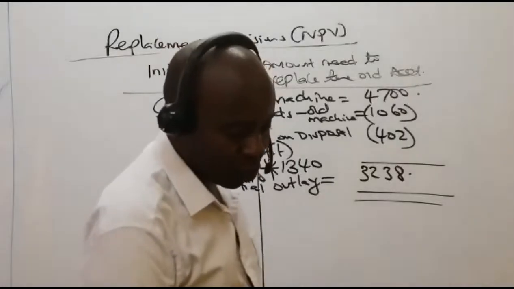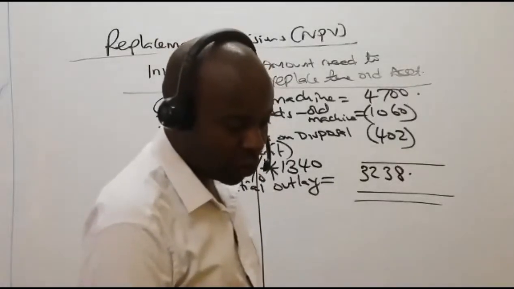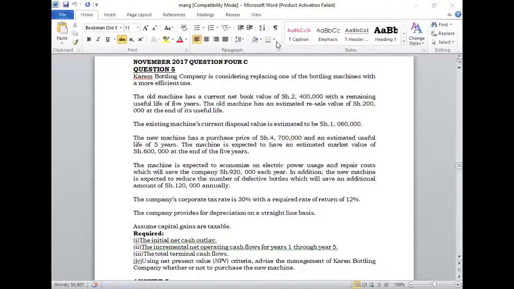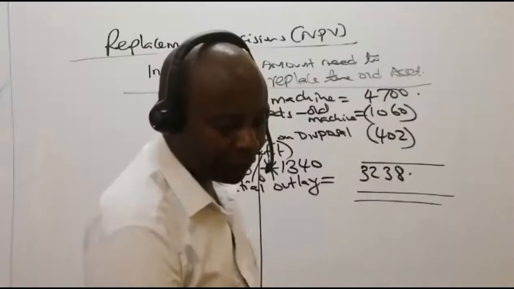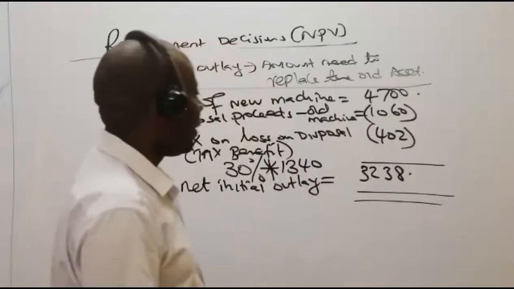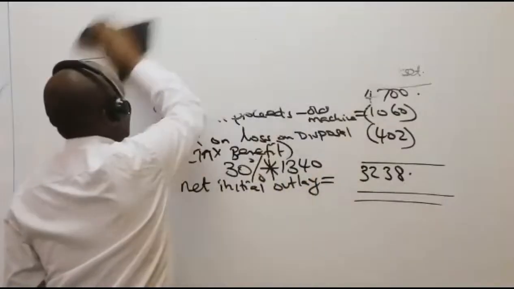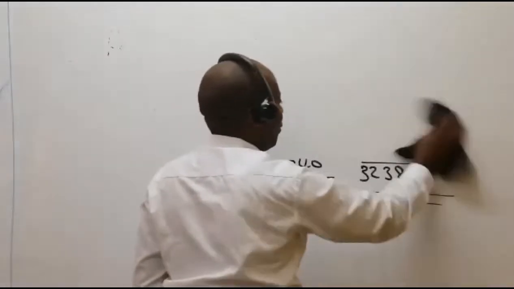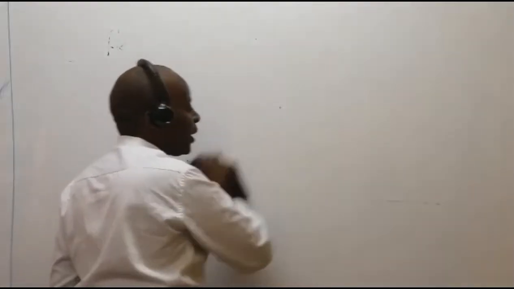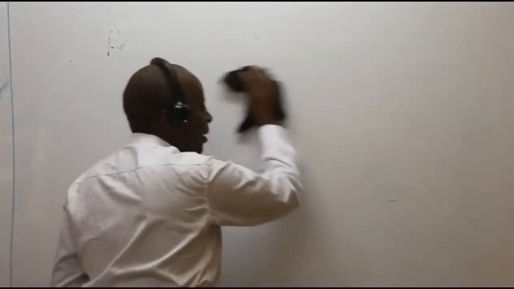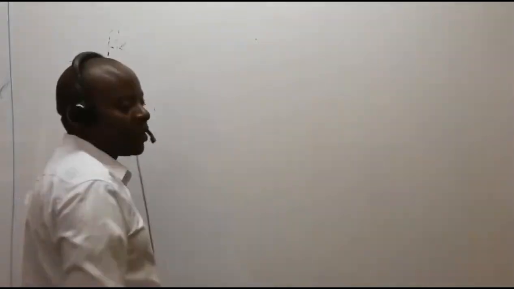So Roman 2 of this question is quite an easy one. They want us to give them the incremental net operating cash flows. So how do we get operating cash flows? As we operate these machines, the first thing that I'm able to see here, ladies and gentlemen, is depreciation.